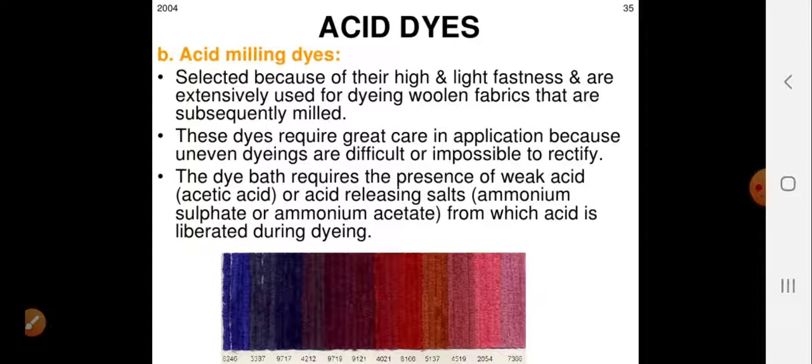Acid milling dyes are selected because of their high wash and light fastness, and are extensively used for woolen fabrics that are subsequently milled. These dyes require great care in application because uneven dyeings are difficult or impossible to rectify. And the dye bath requires the presence of a weak acid such as acetic acid, from which acid is liberated during the dyeing process.